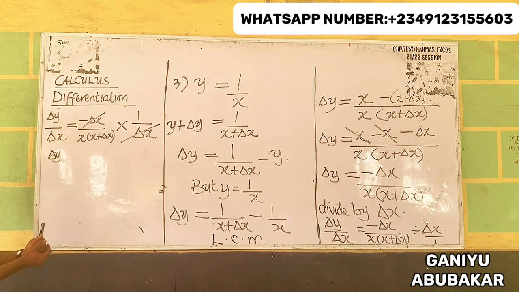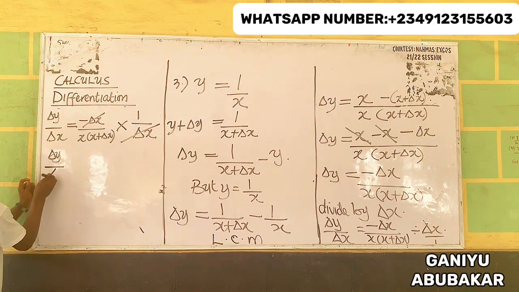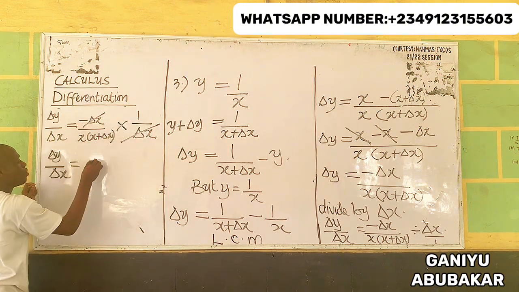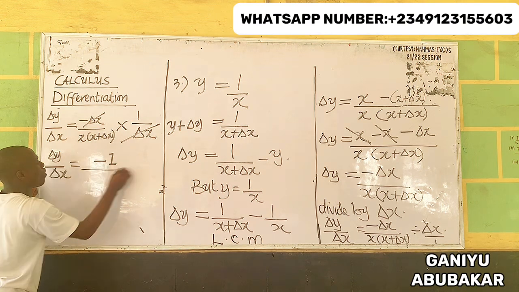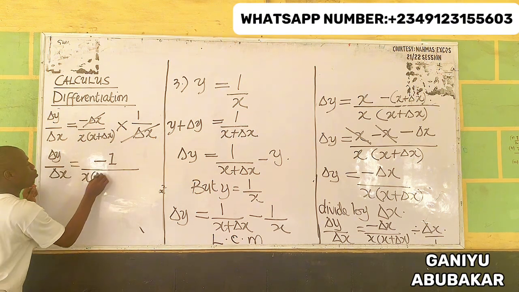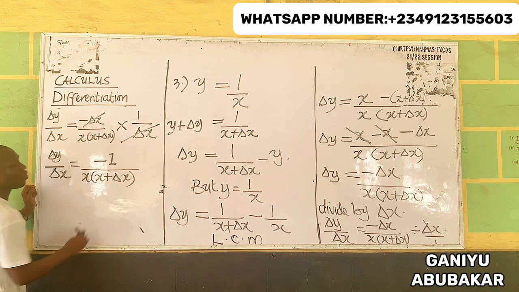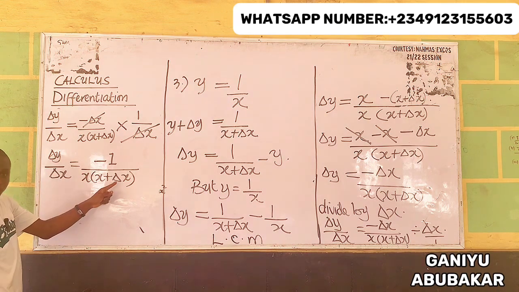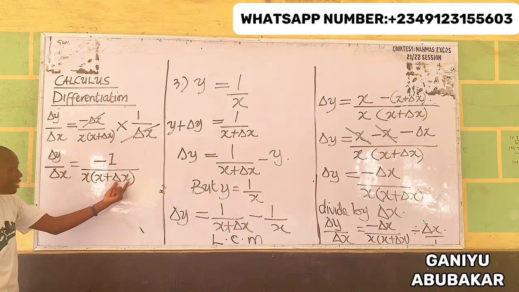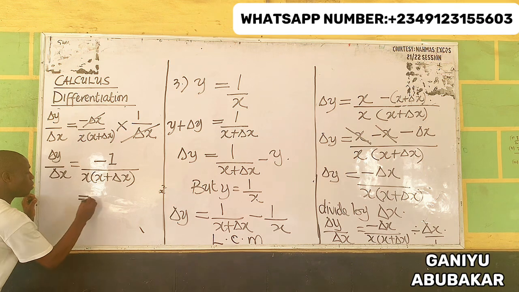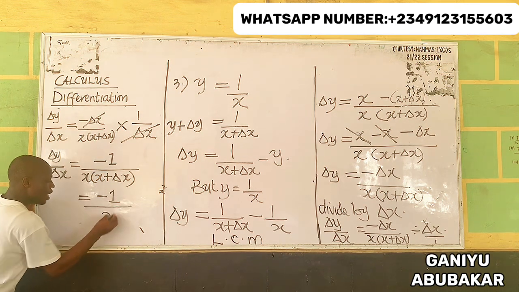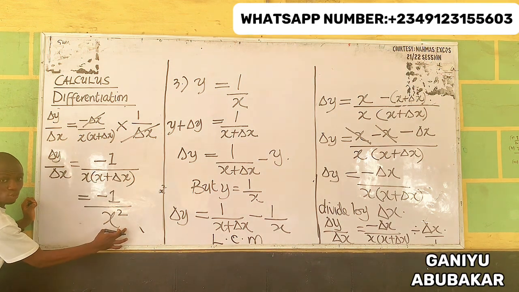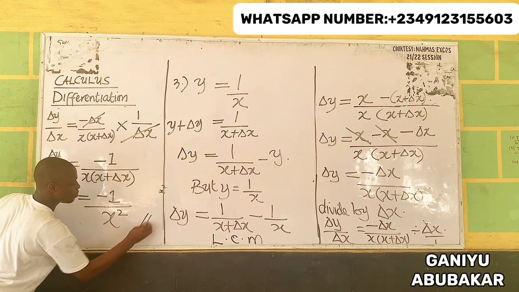Look up. I'll have change in y over change in x equal to minus, invisible 1 times 1, which is minus 1, over x into x plus change in x. Am I correct? After dividing by change in x, you see I have change in x still at 0. So this one is 0. All I have as my answer is minus 1 over x squared. If you say it's 0 now, x squared. This is my answer.